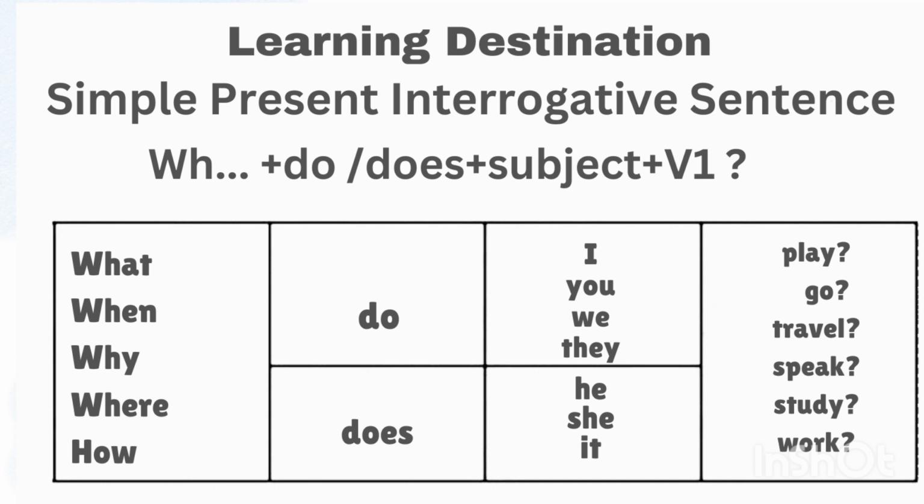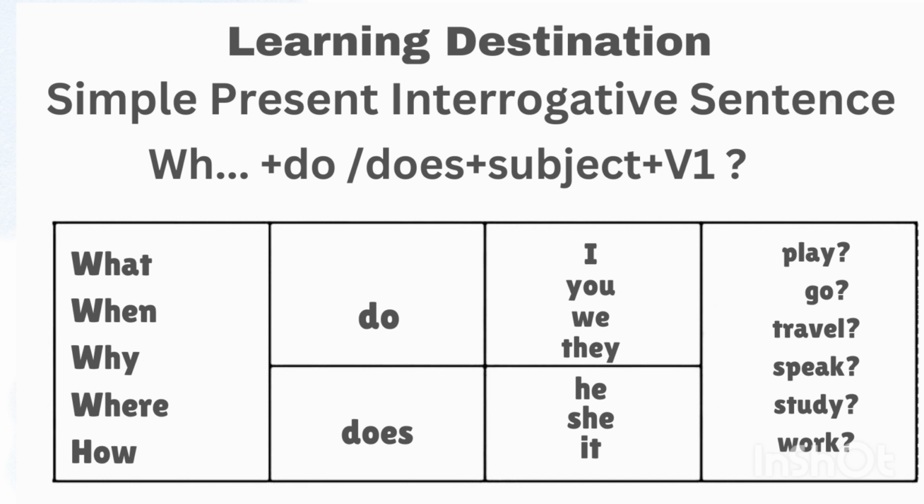Again, the same thing we are going to practice. Instead of Ras, we are going to replace it with my brother. When does my brother go? Why does my brother go? Where does my brother go? How does my brother go?